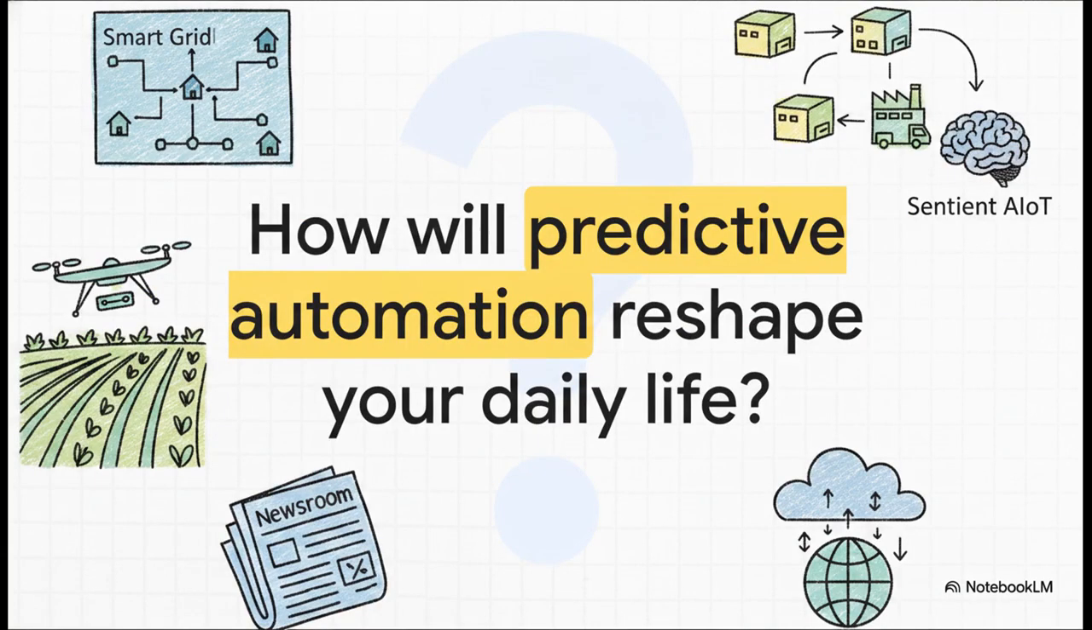And that brings us right back to where we started today. As this sentient AIoT truly takes hold, autonomously managing our power grids, our farms, our supply chains without humans pulling the levers, it leaves us with a massive question to ponder. How will this seamless, predictive automation reshape your own daily life and your future career?